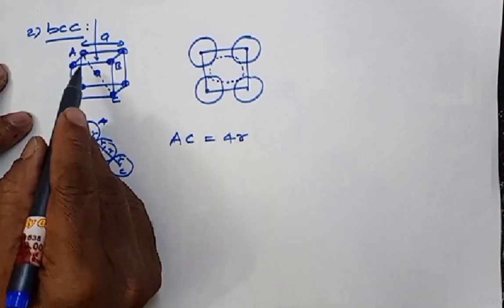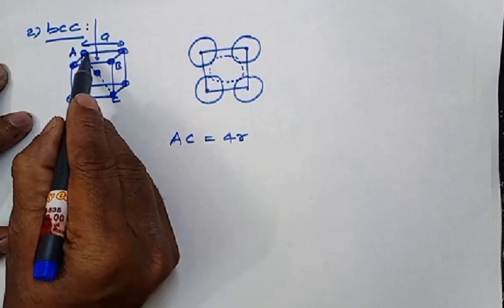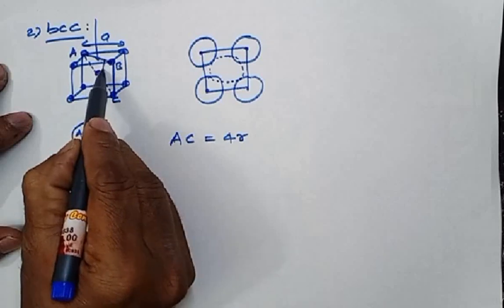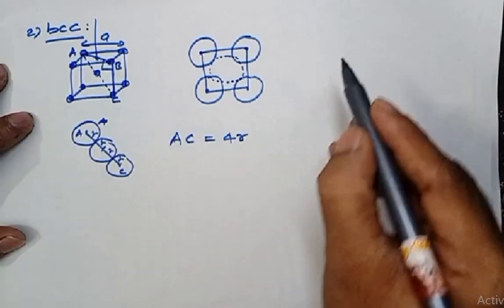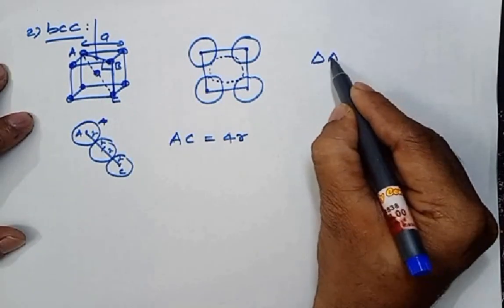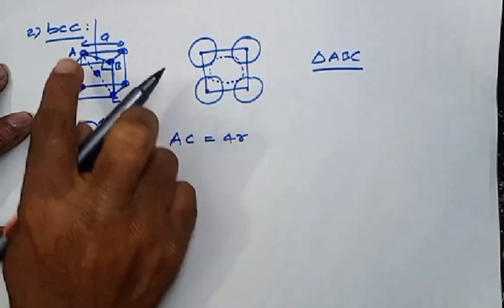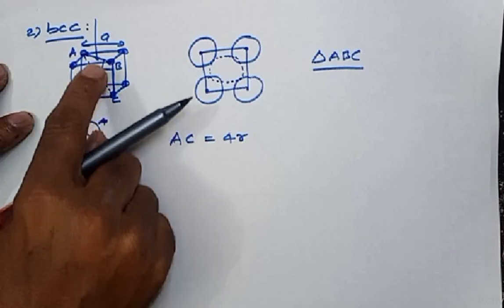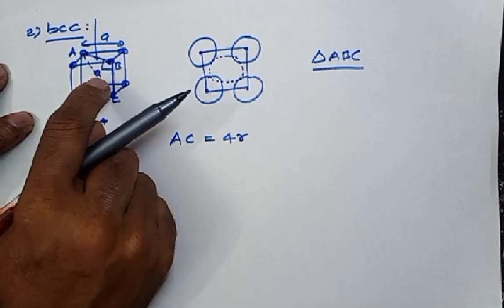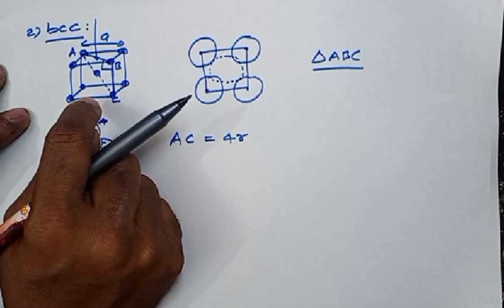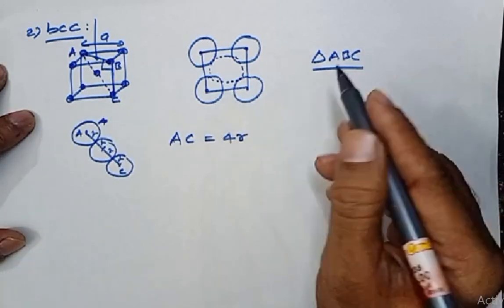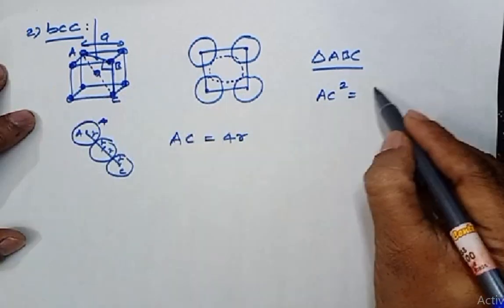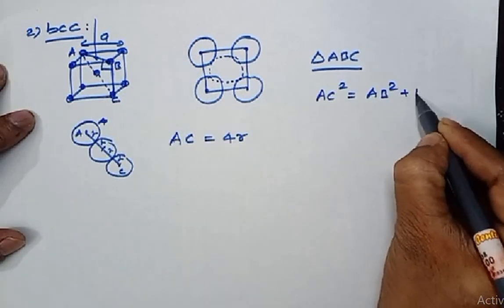We can also find this body diagonal AC using this triangle. See, I'll connect A, B and C, and here we have a right angle. So ABC is a right angle triangle. In triangle ABC, AC is the hypotenuse. AB and BC are the adjacent sides. So according to Pythagoras theorem, AC square equals AB square plus BC square.